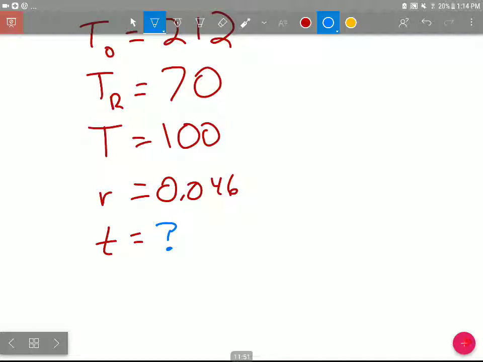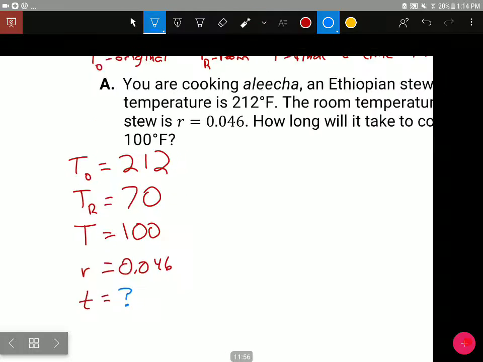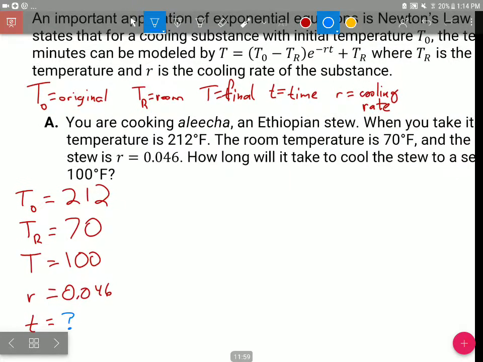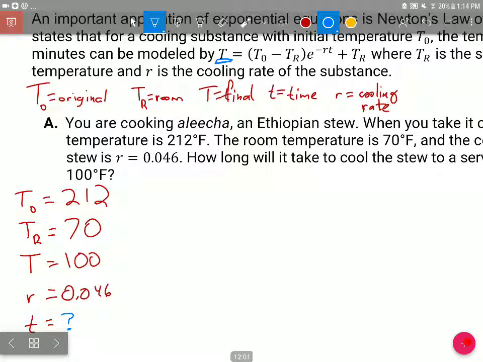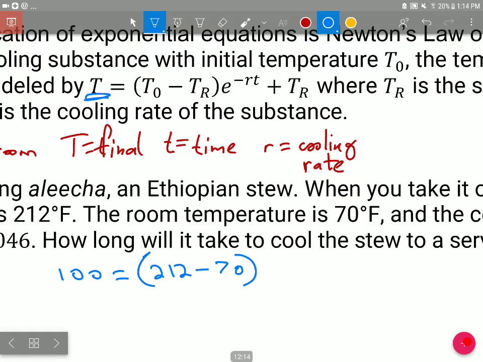The reason why I put this on here is because it's in your homework. You might as well just do it. So here we go. Start plugging them in. We got a big T, well that's 100, equals T of O, that's 212, minus T of R, which we said was 70, times e to the negative 0.046 t, plus 70. All right?